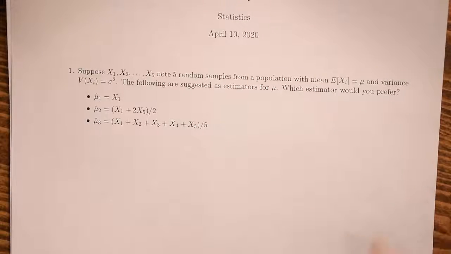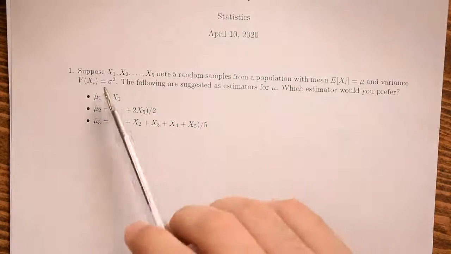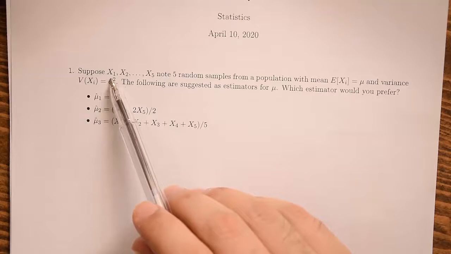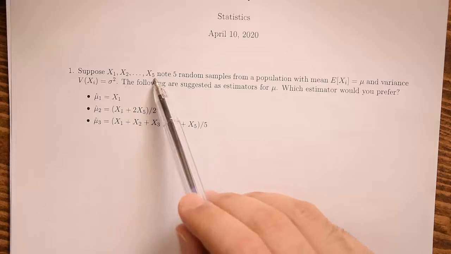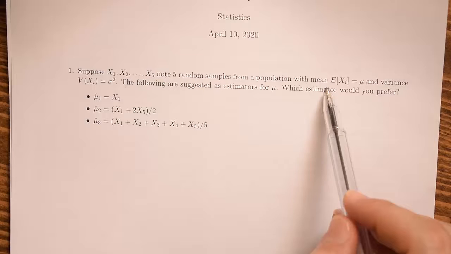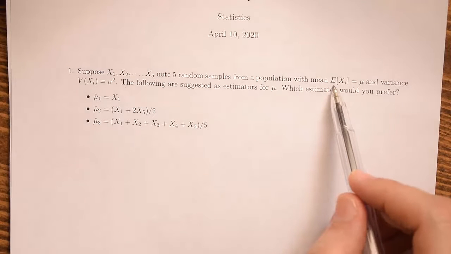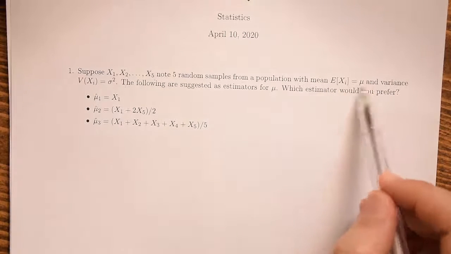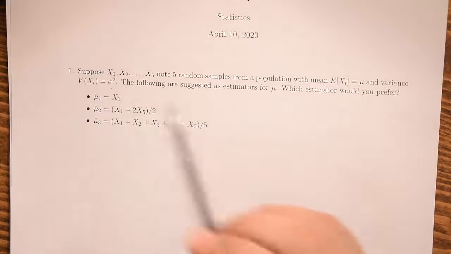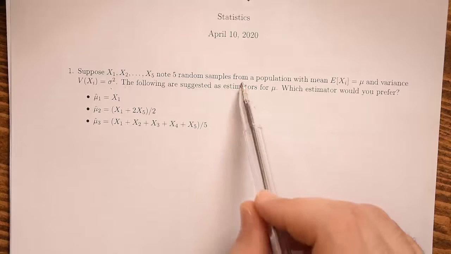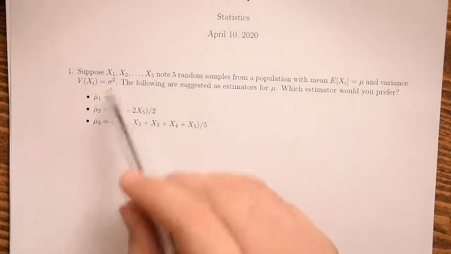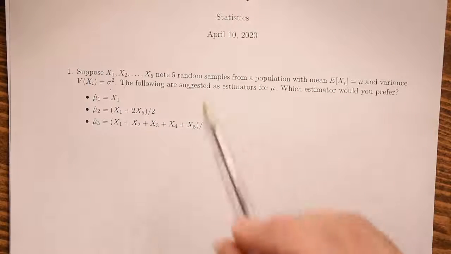Okay, so here is our question. We have 5 different random variables, suppose those random variables are x1, x2, x3, x4, and x5. They are drawn from a population with mean, expectation of each xi, mu and variance sigma squared. So we have 5 random variables, and each has a mean mu and variance sigma squared. They're from the same population.